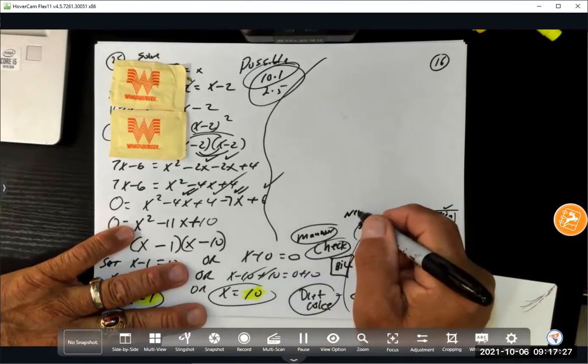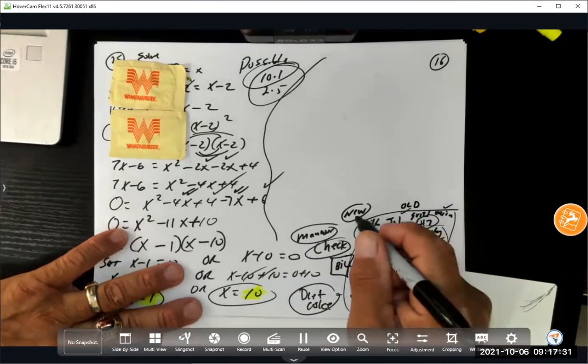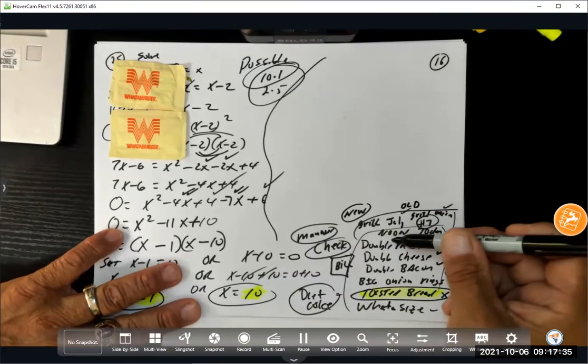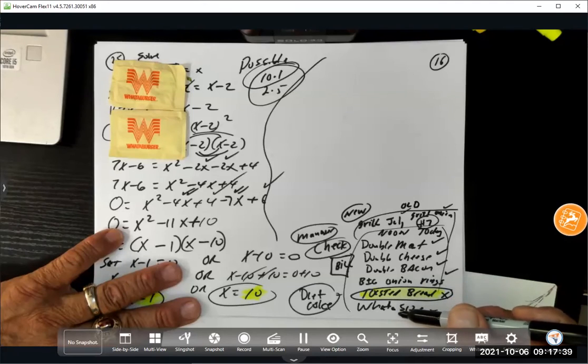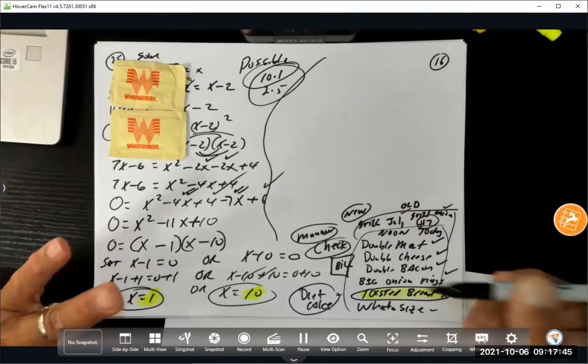The new one comes in. You have the old one here. The new one comes in, they check it. They say, okay, look, check it. Is it okay? Grilled jalapenos, onions, yeah. Double meat, double cheese, double bacon, big onion rings, toasted bread, water slice, everything. Yep, it's right. Thank you. So the old one, you can just keep it. The new one, you got the new one.